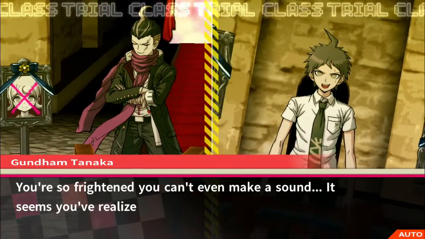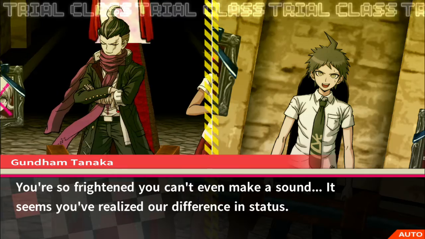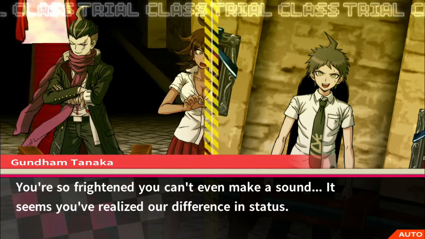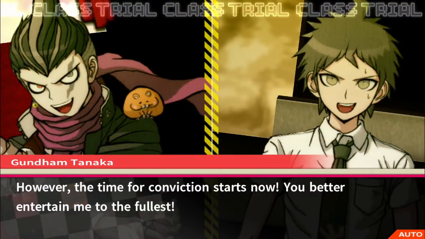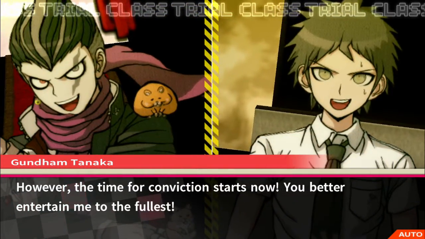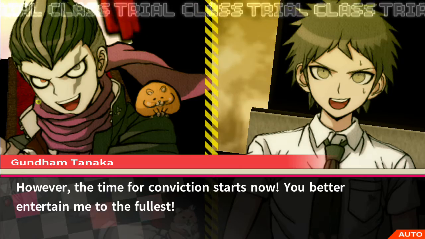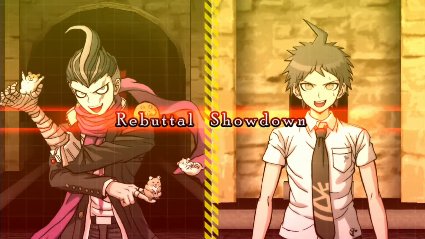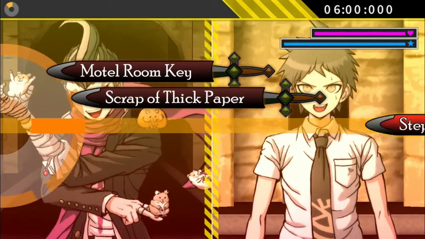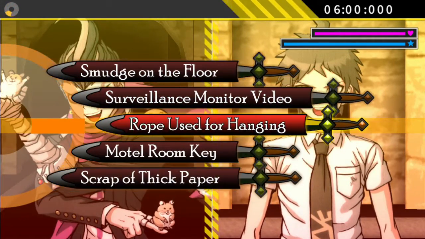You're so frightened you can't even make a sound. It seems you've realized our difference in status. Not really. However, the time for conviction starts now. You better entertain me to the fullest. He's kind of weak, you know, Gundham. Go shoot for him. Step ladder.